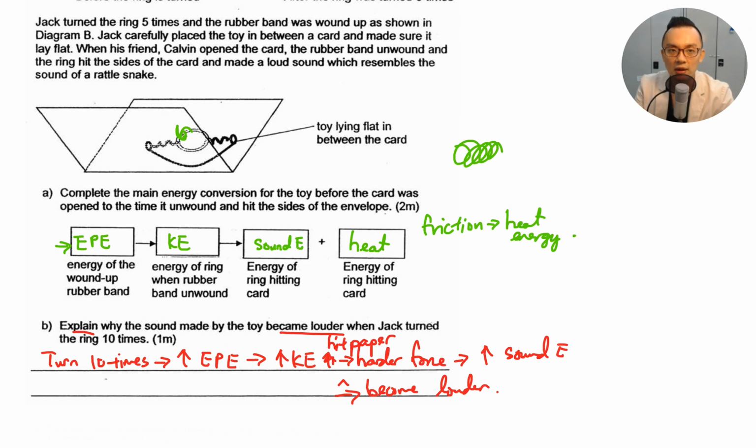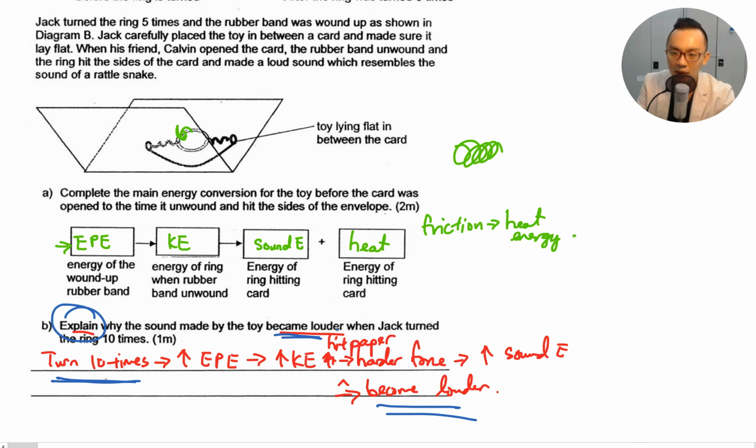So the key thing to note again, this is an explain question, therefore you need to write the first part, the first condition, which is Jack turned the ring 10 times. Final condition, which is become louder. So explain why the sound became louder. It's always "explain why something became blah blah blah." The blah blah blah is always the final thing. When you do something, the something is always the initial thing that you do. Alright. So your scientific explanations must link the final to the initial.